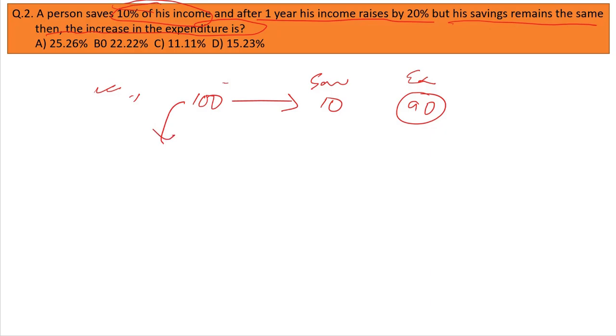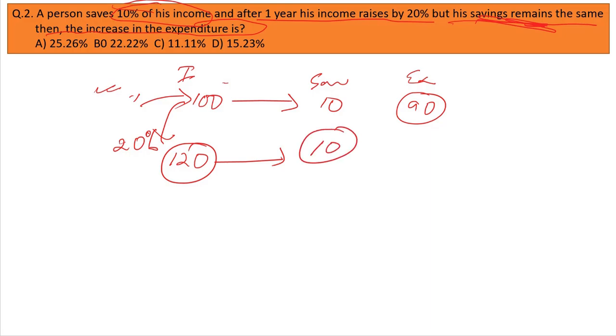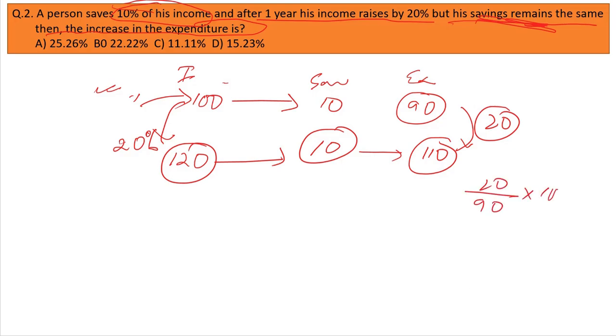But in the next year, his income is increased by 20%. So 20% of 100 is 20, and his new income will be 120. His saving remains the same, so his saving will be rupees 10, and his expenditure will be rupees 110. Here the increase is rupees 20. So the increase in expenditure is 20 divided by 90 into 100. After cancelling, we have 200% divided by 9, that is 22.22%. So our answer is option B.